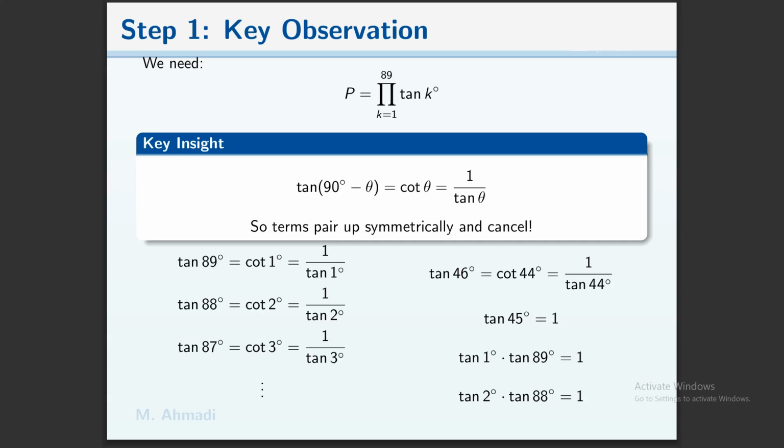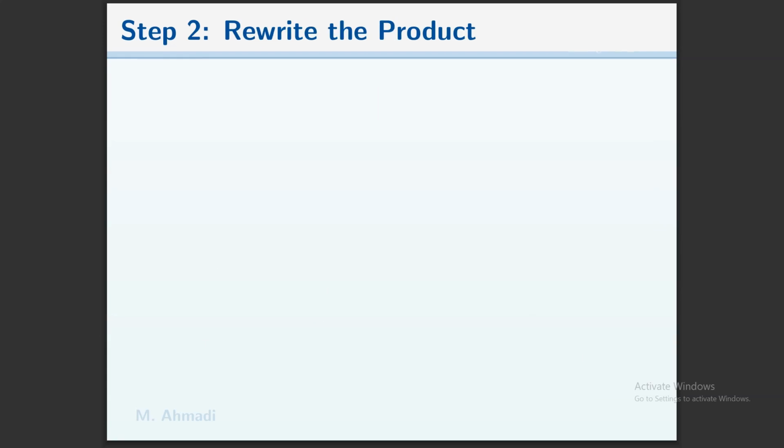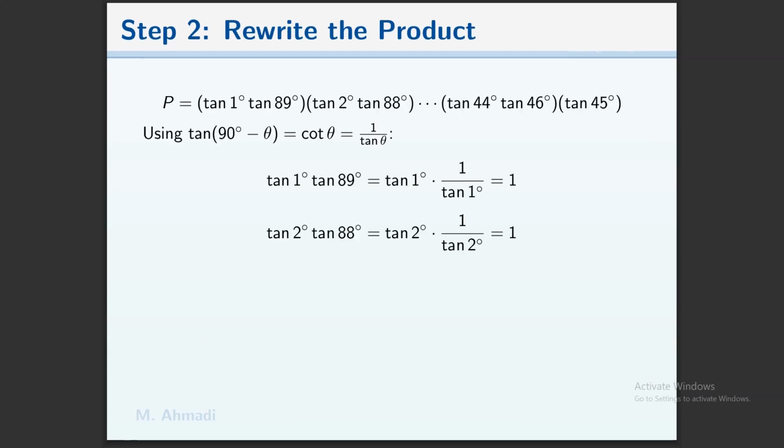So we can see that tangent of 1 multiplied by tangent of 89 is 1, because the tangent of 89 is equal to cotangent of 1. So the tangent of 1 multiplied by the cotangent of 1 degree is equal to 1. Tangent of 2 multiplied by tangent of 88 is equal to 1. So the product is tangent of 1 multiplied by tangent of 89, tangent of 2 multiplied by tangent of 88, and so on, up to tangent of 44 multiplied by tangent of 46, and finally multiplied by tangent of 45.